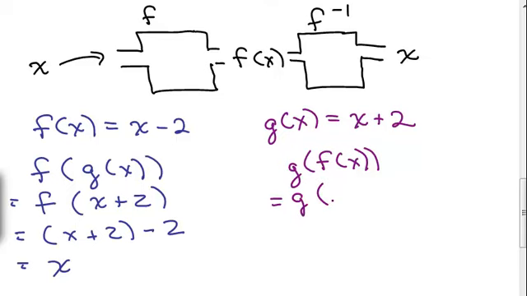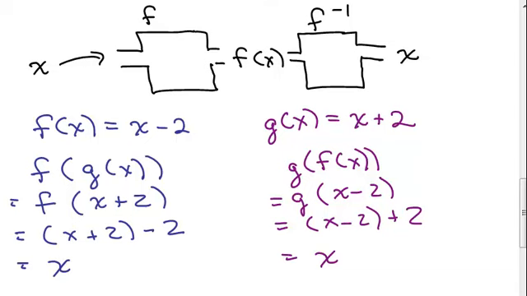Let's do it over here. So I'm doing g of, what's f of x? Oh, it's x minus 2. And so now we're going to plug in x minus 2 in for this x in the g function. So I'm putting in x minus 2, that's in place of x, and I'm adding 2, so my answer is x. Since this happened, this means that f and g are inverses of each other.